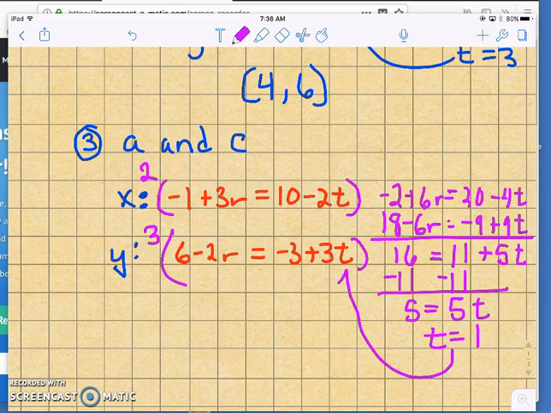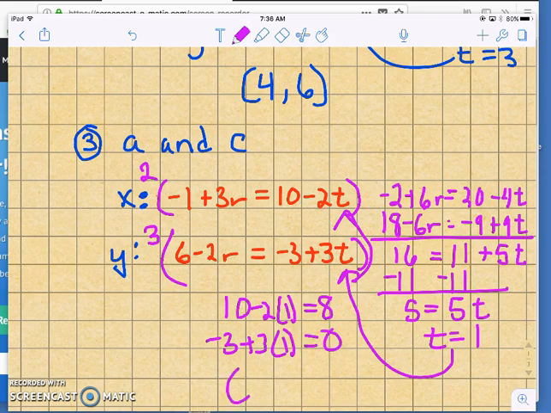So again, if we plug that back in for our t, we have 10 minus 2 times 1, which is 8. Negative 3 plus 3 times 1, which is 0. So they intersect at 8, 0.